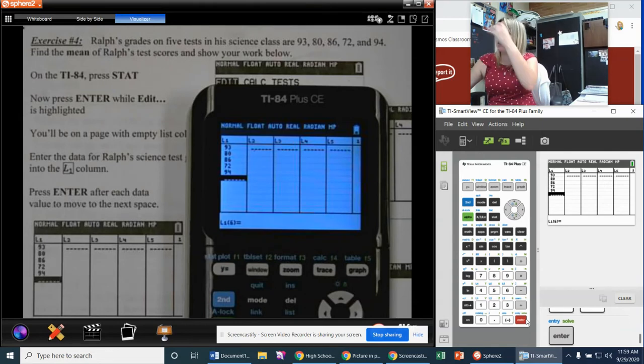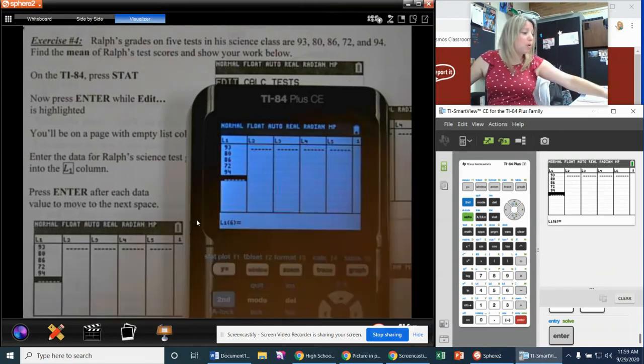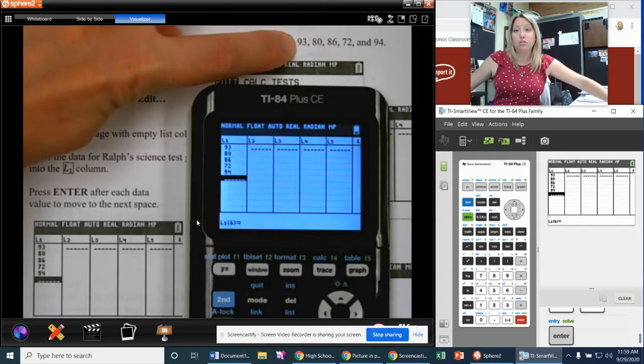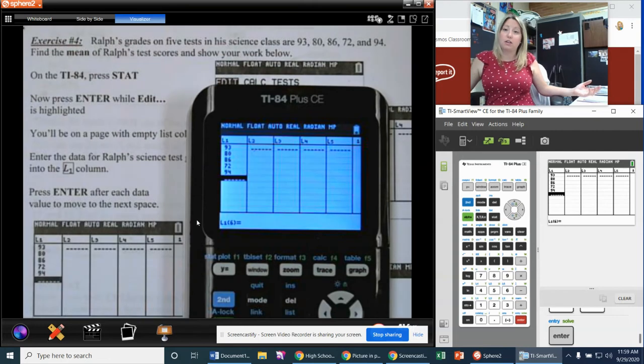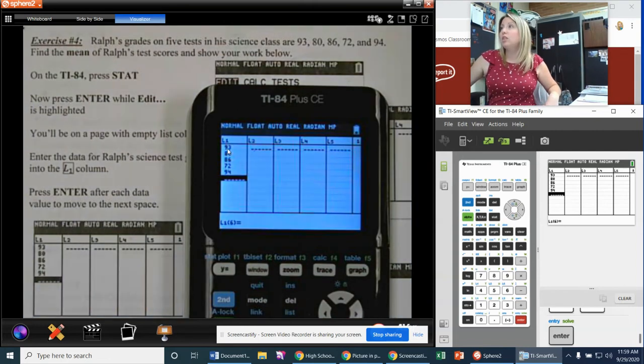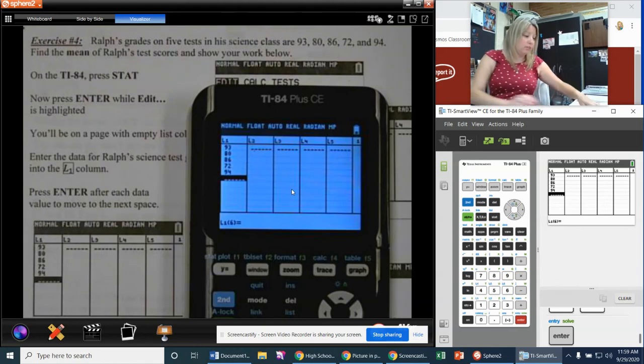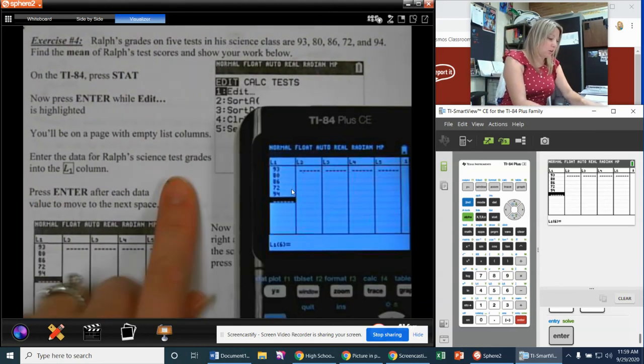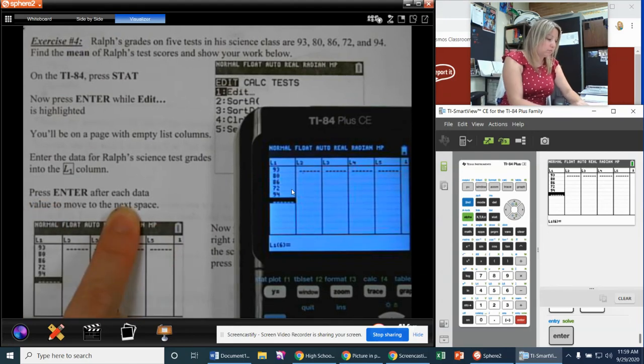So my screens look the same. Now I want you to notice down here, look at that, L1 and 6. It's looking for the sixth data value if you have one. We know that Ralph only had 5 test scores, so we don't have a sixth data value. So we're not going to enter a sixth data value. All right? That's the first piece.